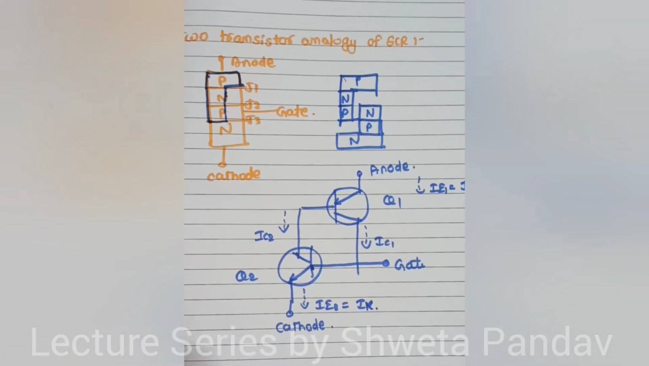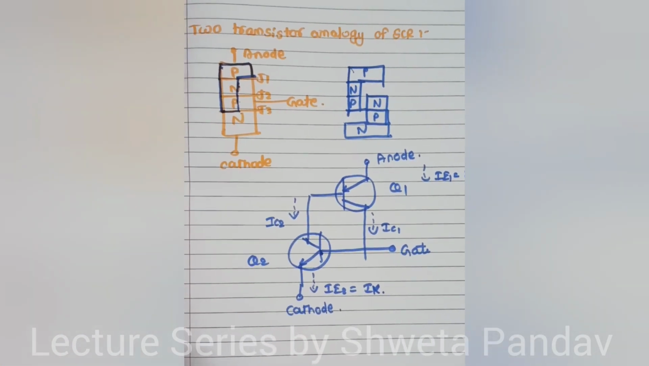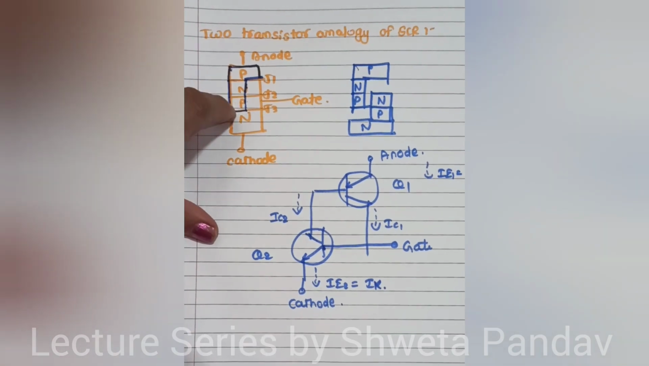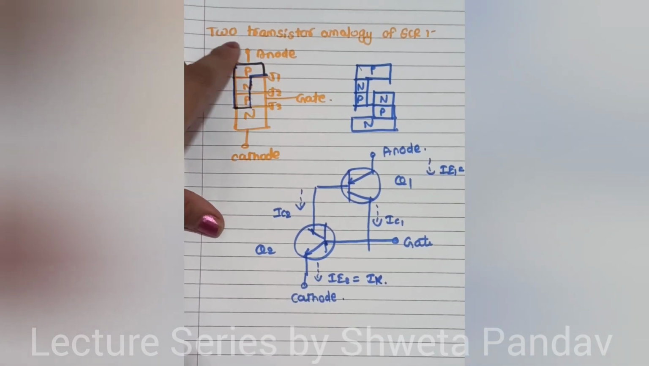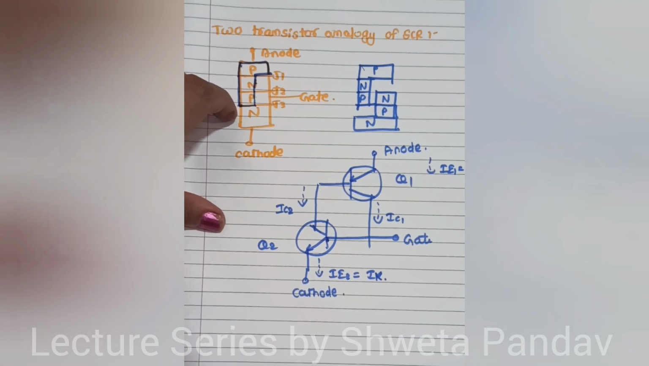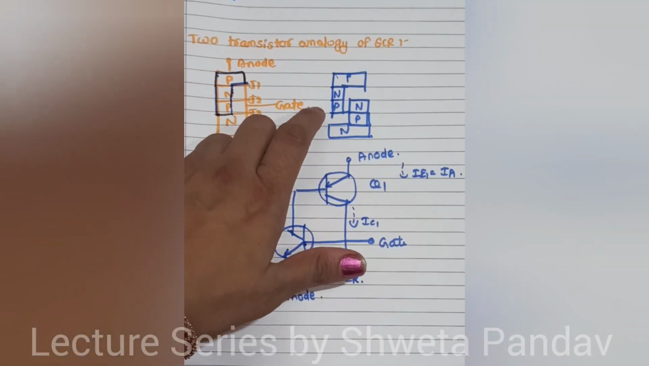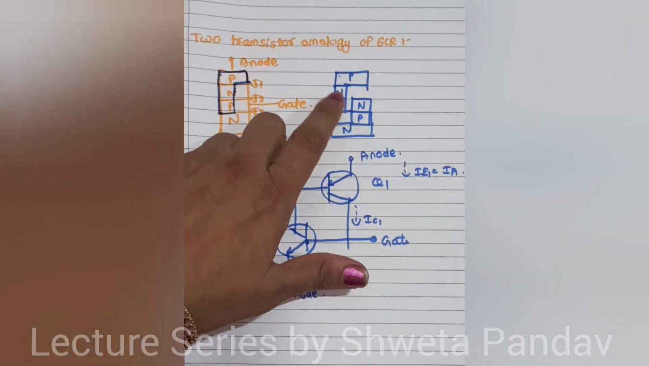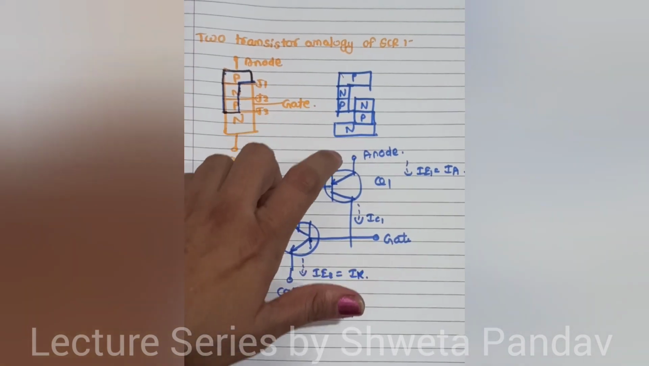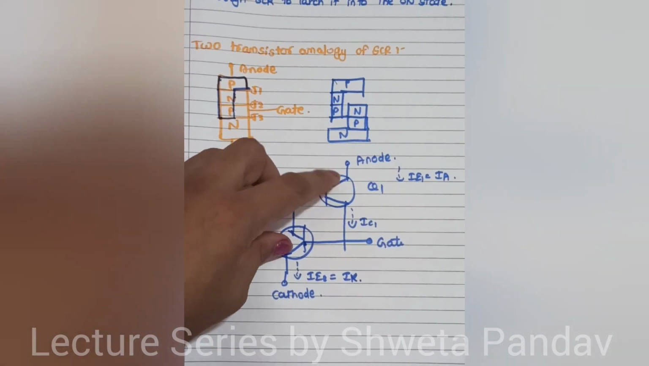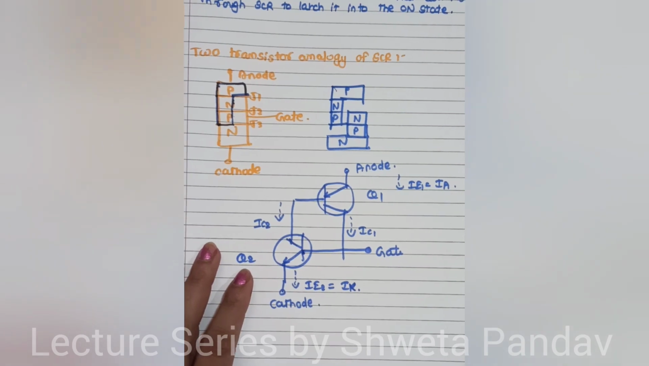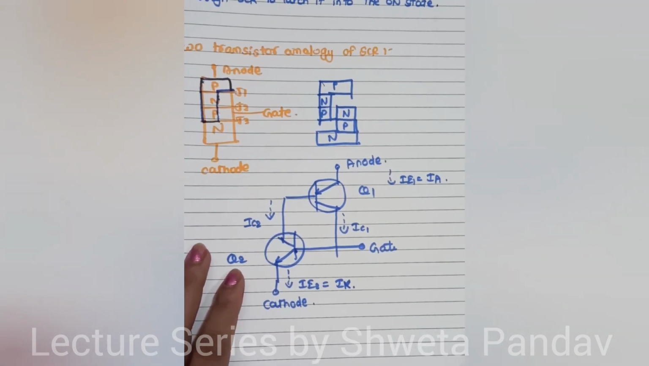Now this is the two transistor structure for SCR, where the 4-layer 3-junction 3-terminal device is divided into two halves, PNP and NPN. If I replace this PNP and NPN with the two transistors Q1 and Q2, then we will see how the two transistor analogy works.